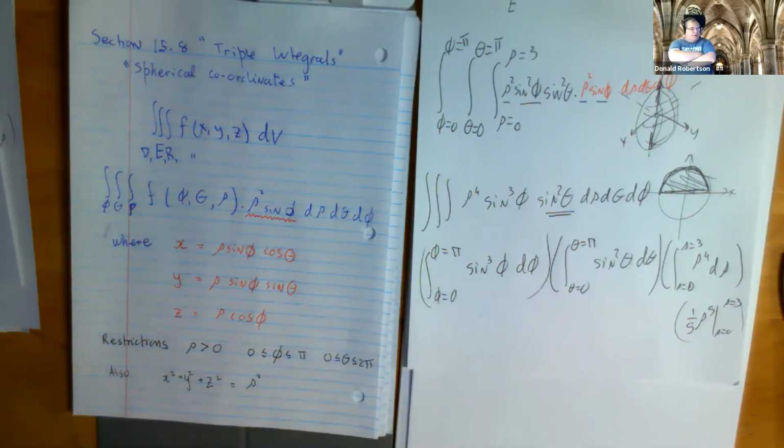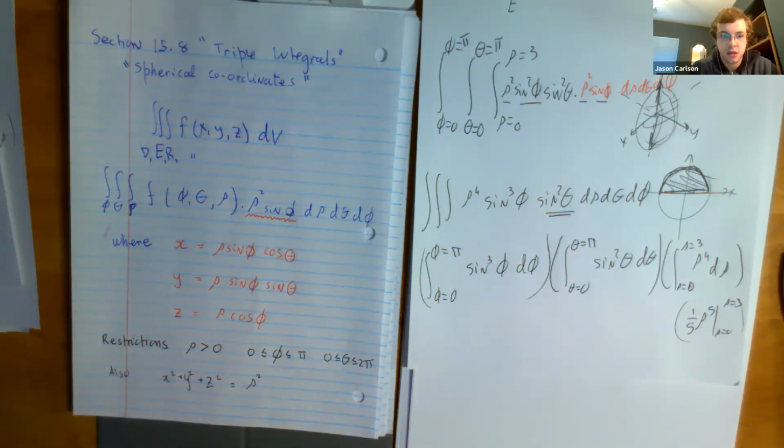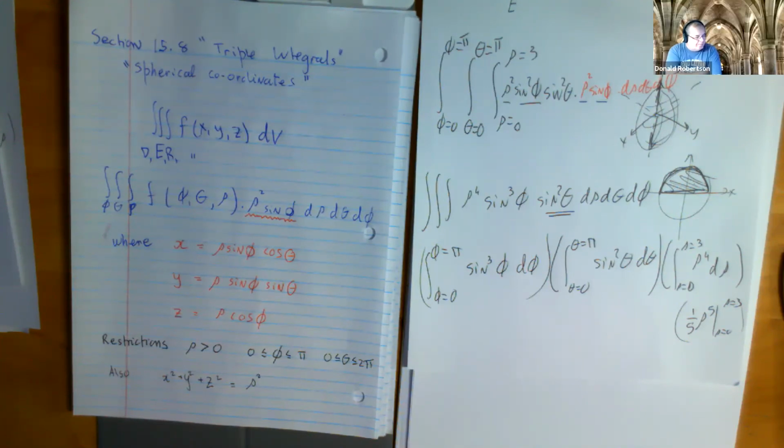How am I going to do sine cubed? Take out a sine squared, make that 1 minus cosine squared. Same as the last problem. U sub it, right? You catch that, guys?